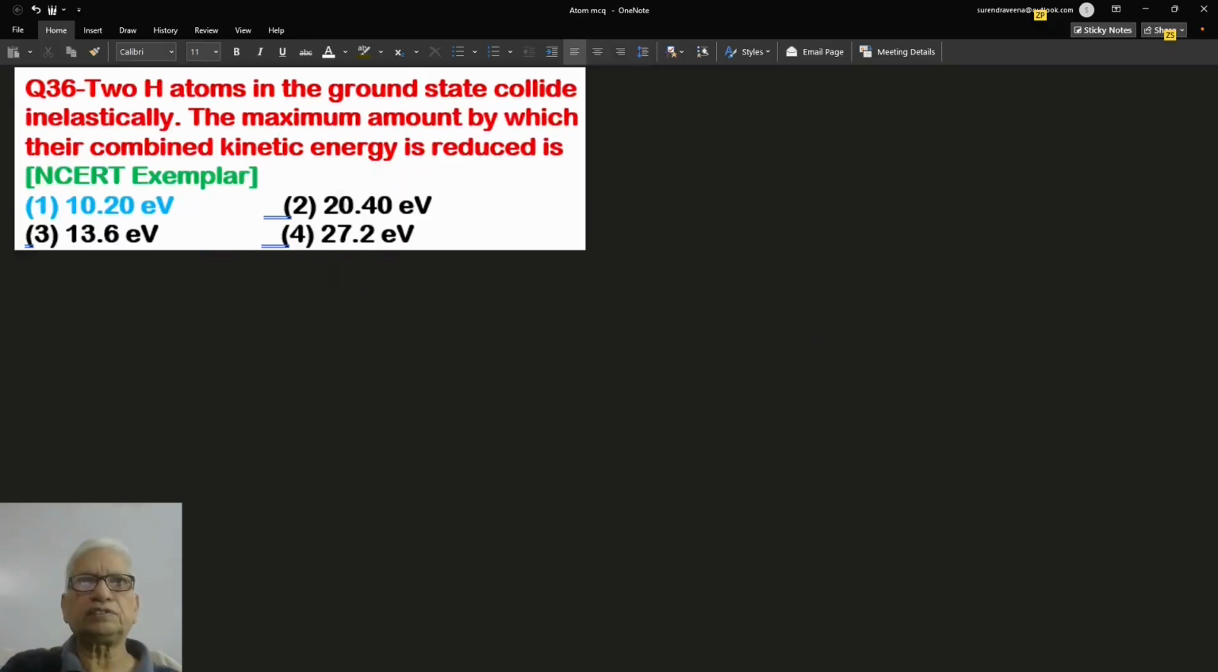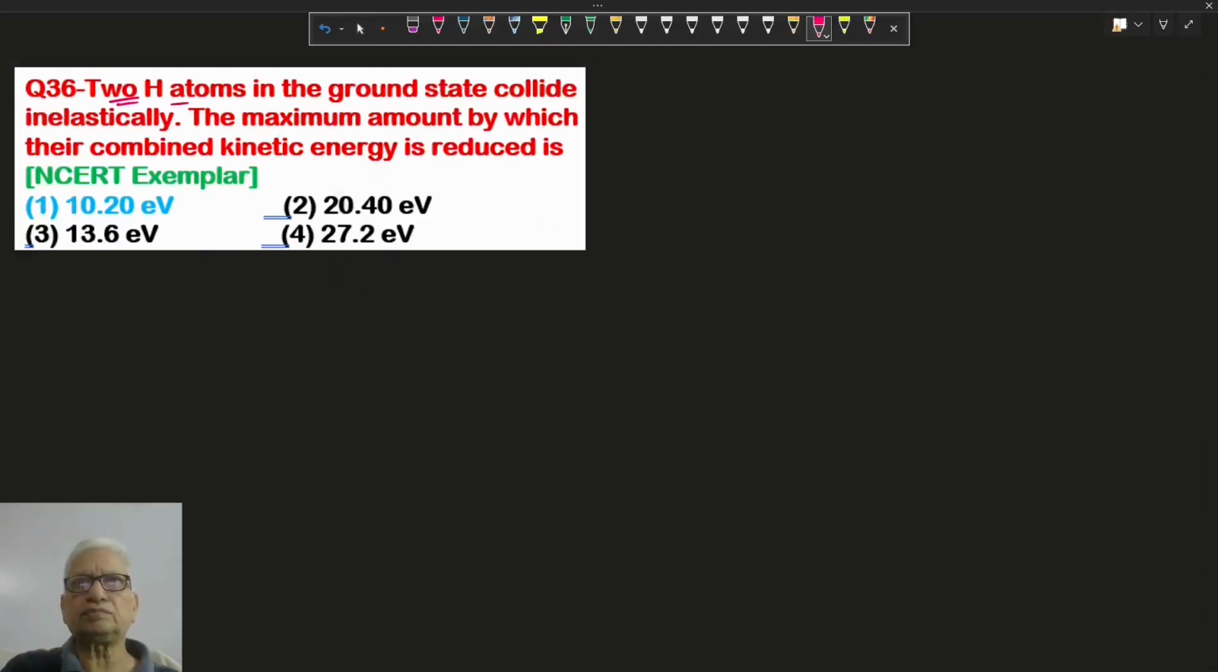Hello, in this question there are two hydrogen atoms in the ground state, they collide inelastically.